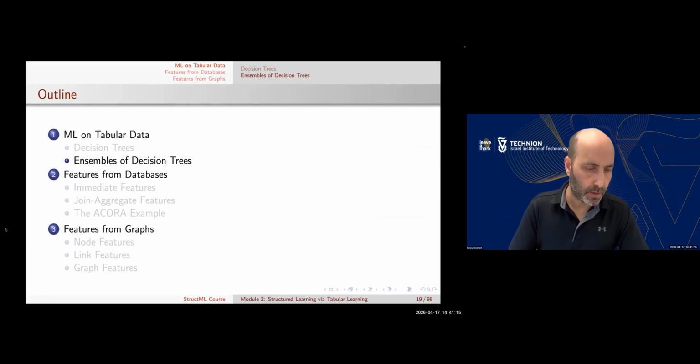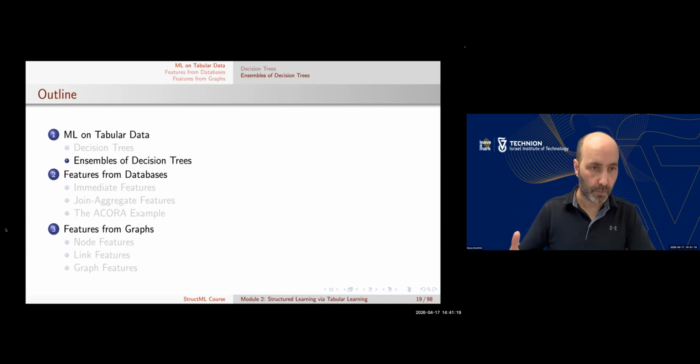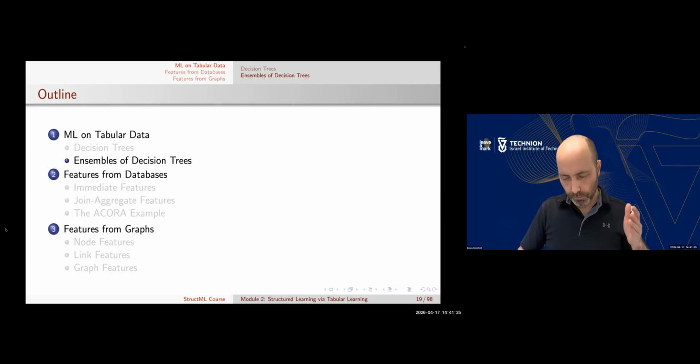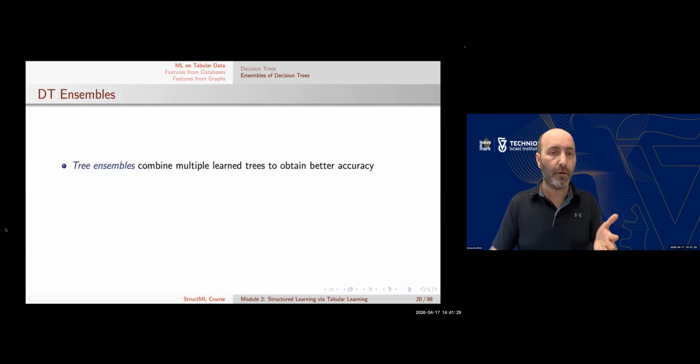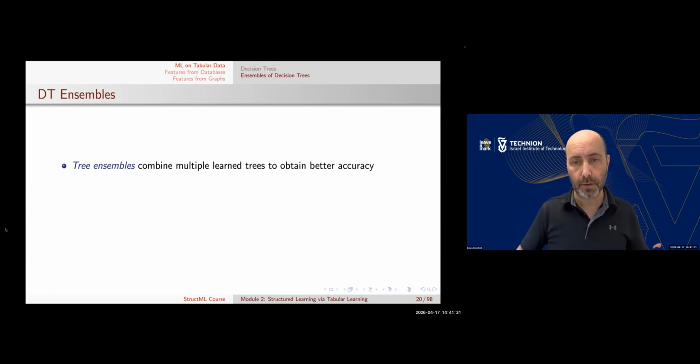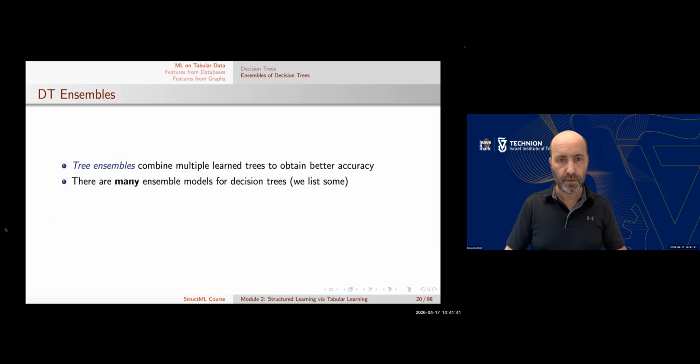Decision trees are powerful really when used in ensembles, I mean, combinations of decision trees or regression trees, not as standalone models. Okay, this is the idea of tree ensembles. They combine multiple learned trees to get better accuracy. How to combine them, how to learn such combinations. These are the ensemble techniques or the ensemble types. There are many of these.